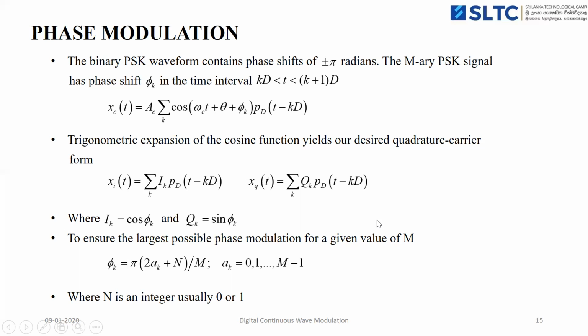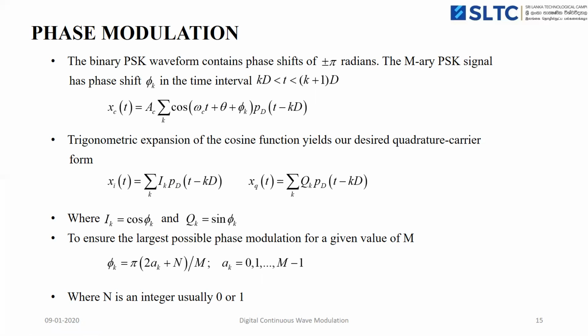With the trigonometric expansion of the cosine function, we can get the in-phase and quadrature components for this PSK modulation. The in-phase component is x i of t, the quadrature component is x q of t, and p D of t is the rectangular pulse, separated by k D. Here i k and q k are the in-phase and quadrature components, so i k equals cos phi k and q k equals sin phi k.